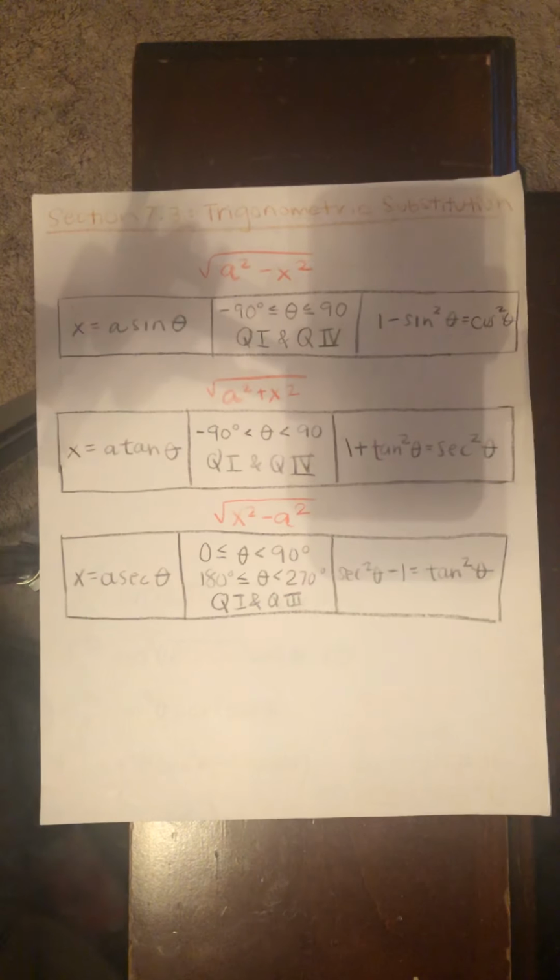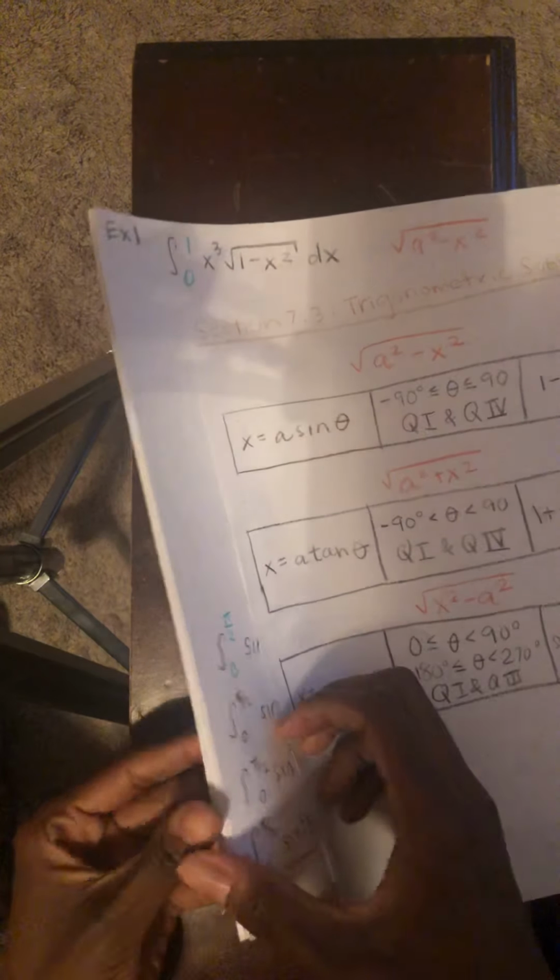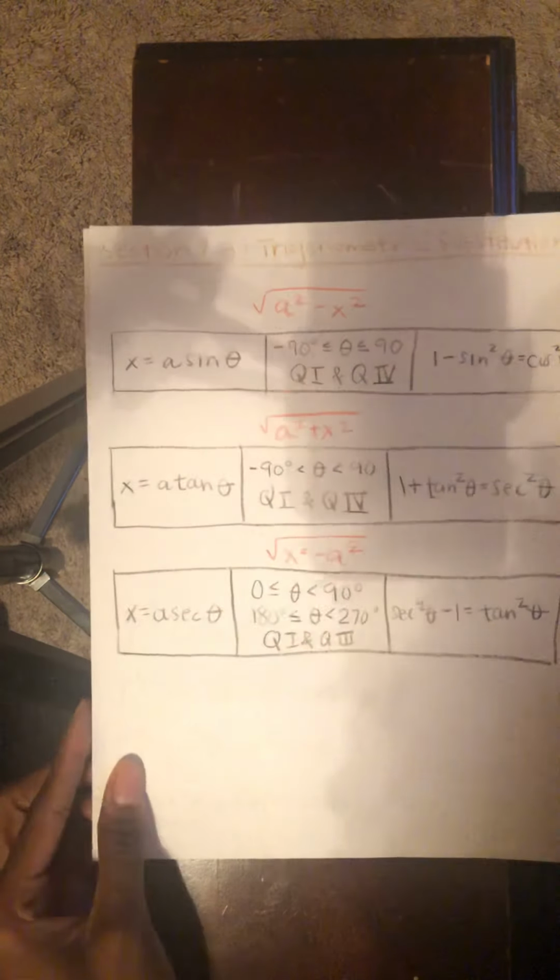Alrighty, so this is for 7.3. We're going to cover 1 through, I don't want to say the wrong number, 5, okay? So we're going to do 5 questions, and then we'll be done, okay?